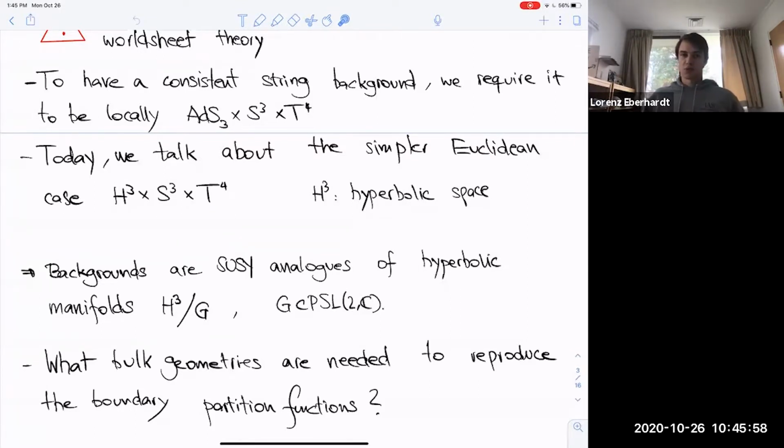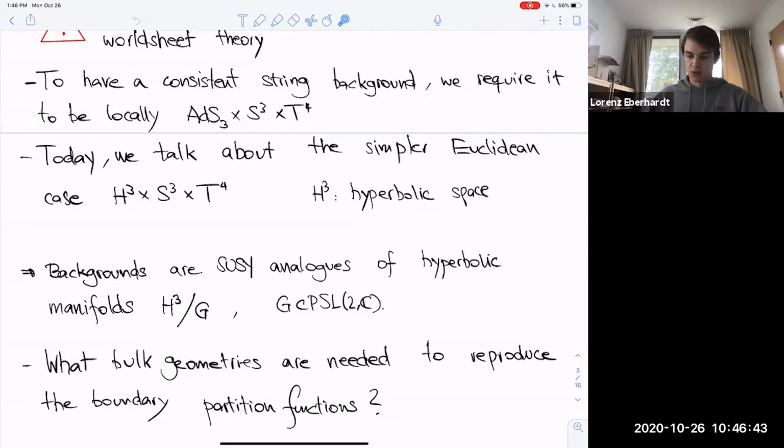So now what I simply want to do is to take quotients of these spaces, because the only way to have a locally AdS3 times S3 times T4, or H3 times S3 times T4, is if that thing is a quotient of H3 itself. So that's exactly the same thing we would do in 3D gravity, for instance. So the backgrounds I want to consider are supersymmetric analogs, because the whole thing is supersymmetric, of hyperbolic manifolds, and all the hyperbolic manifolds you can write as H3 mod G, where G is some discrete subgroup of the isometry group of this H3, which is PSL(2,C). Okay, and basically you can engineer a whole range of interesting geometries just by taking quotients.